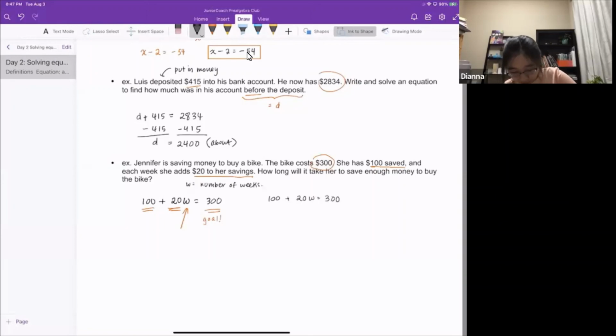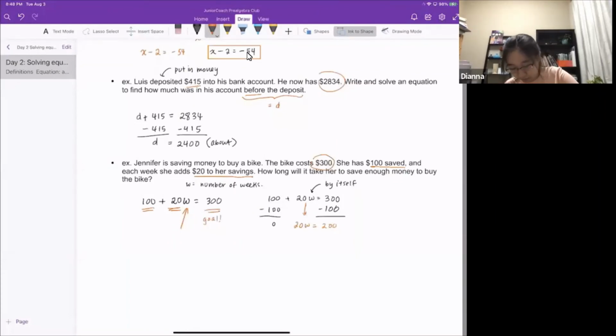So here, I'll subtract 100 on both sides first. And the reason why I do that is because I want to get W by itself, right? I want to get W by itself. So I'm going to subtract 100 on both sides. That gives me 0 here. 20W, nothing changed there really, so that stays the same. Equals 300 minus 100 is going to be 200. So 20 times W equals 200.